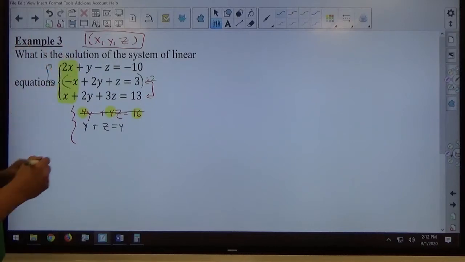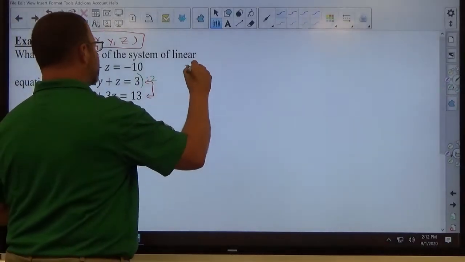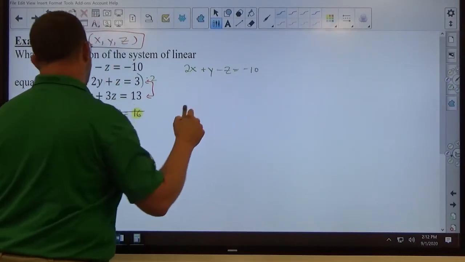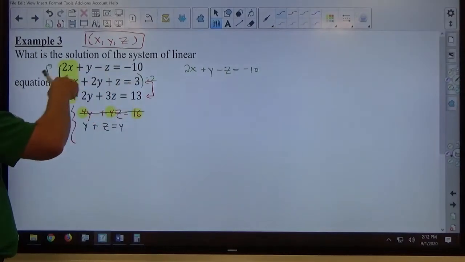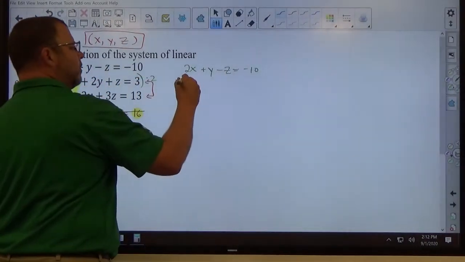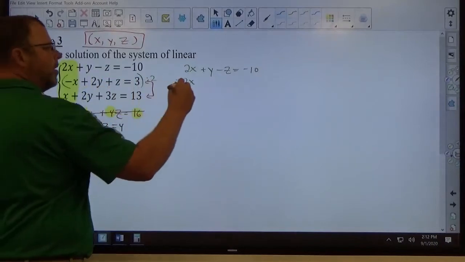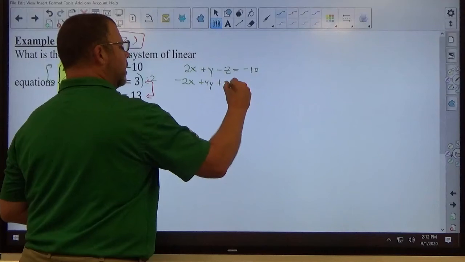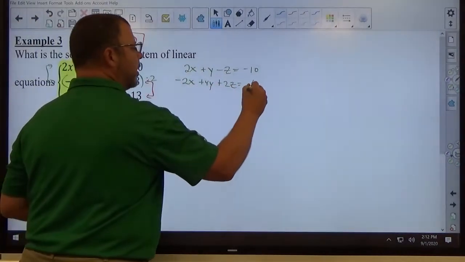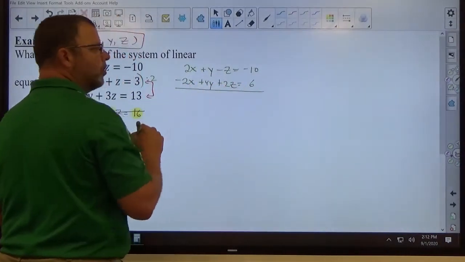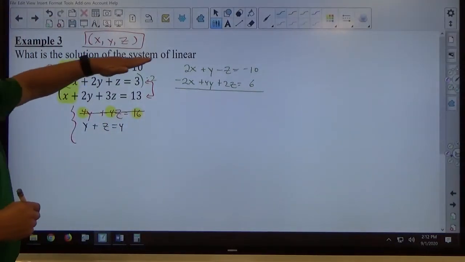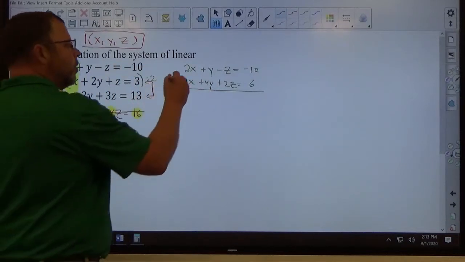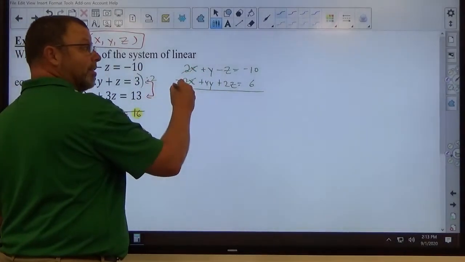So I'm going to take the top equation and rewrite it as it is. So 2x plus y minus z equals negative 10. Multiplying 2 through this second equation, 2 times negative x makes negative 2x. 2 times 2y is positive 4y. 2 times z is positive 2z. And 2 times 3 is positive 6. If I add those 2 equations together in their current form, again, the top stayed the same. The middle multiplied by 2 to make this. Everything got doubled. 2x minus 2x cancels, getting rid of x a second time.